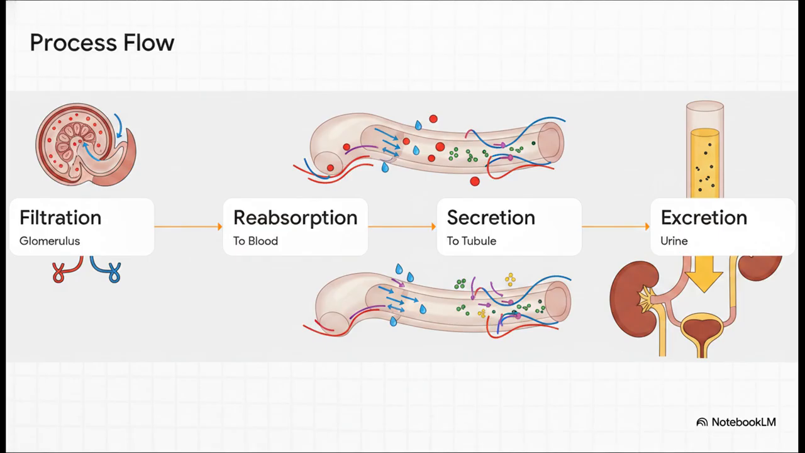So let's bring it all together and review the whole shebang. Step 1. Raw blood gets aggressively filtered at the glomerulus. Step 2. 99% of those essential nutrients and water get reabsorbed back into the blood. Step 3. The remaining toxins and excess ions are actively secreted into the tubule. And finally, Step 4. That resulting concentrated fluid is ready to be excreted as urine.